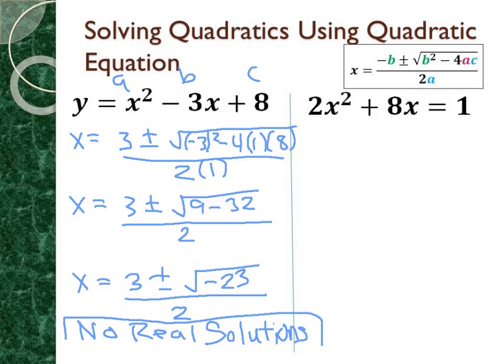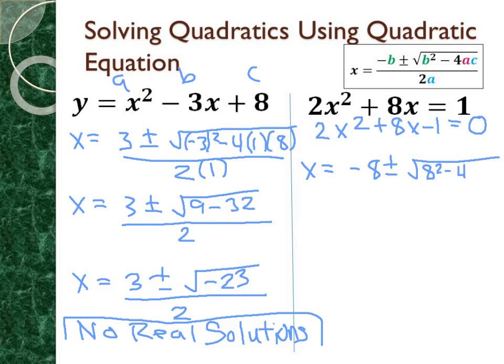So looking at our last example, we have 2x squared plus 8x is equal to 1. We need to write this in standard form, and when we do this, we subtract 1 from both sides, giving us 2x squared plus 8x minus 1 is equal to 0. Now, to solve for x, we write our equation. x is equal to negative b, or negative 8, plus or minus the square root of 8 squared minus 4 times 2 times negative 1, and the whole thing is over 2 times 2.